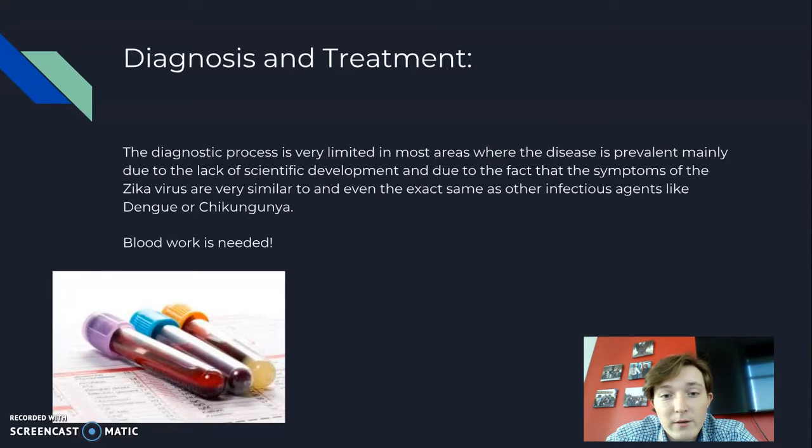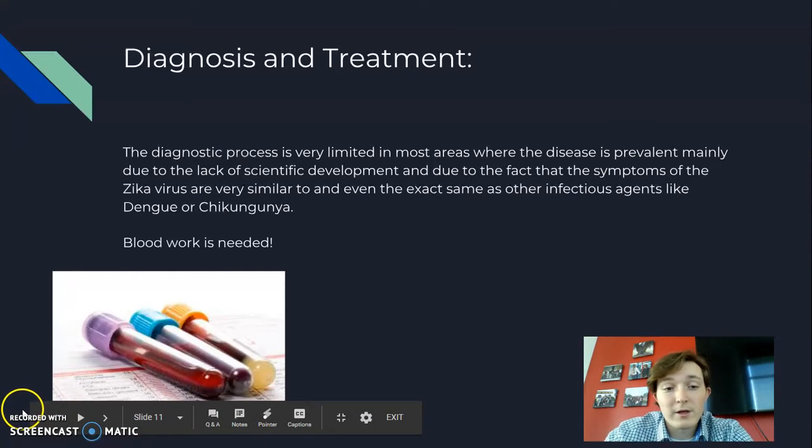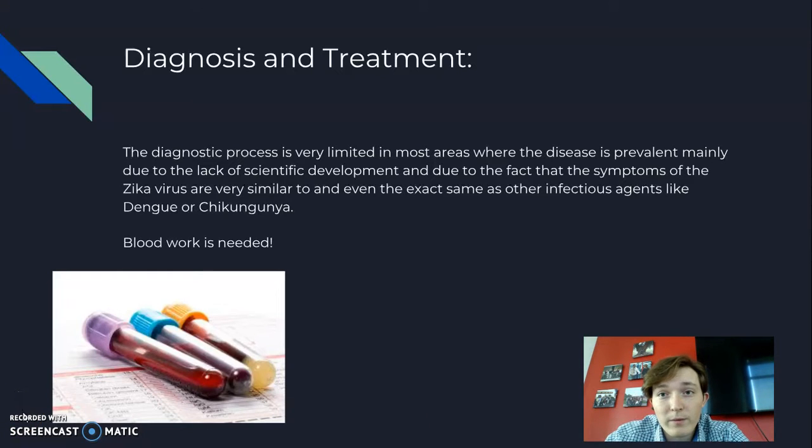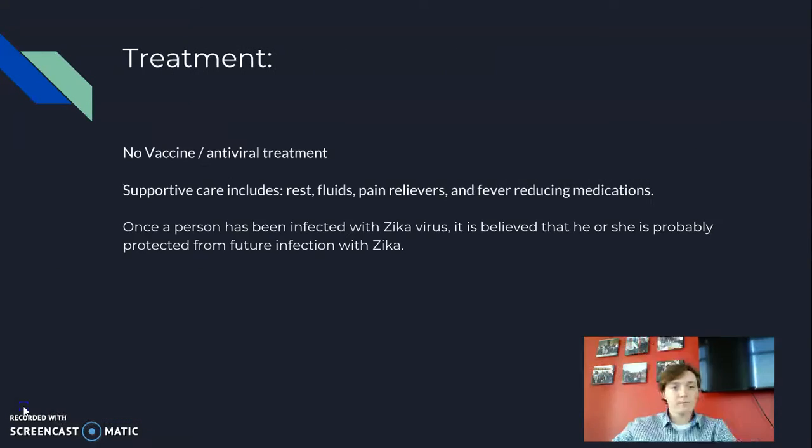And it's really difficult to diagnose Zika too because it has very similar effects or symptoms as dengue and chikungunya viruses, and these viruses are in the same area as each other. The only way really to figure out if you have either one of these diseases is by doing blood work and a urine test. And then going on to treatments, there is no vaccine right now or antiviral treatment. Supportive care includes rest, fluids, pain relievers, and fever-reducing medications. But once a person has been infected, it is believed that they are probably protected from future infection.